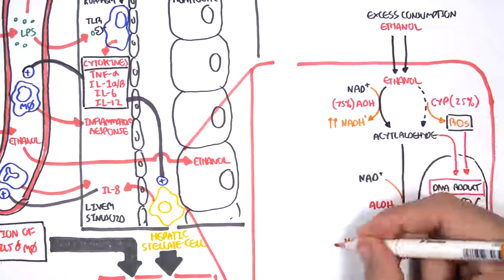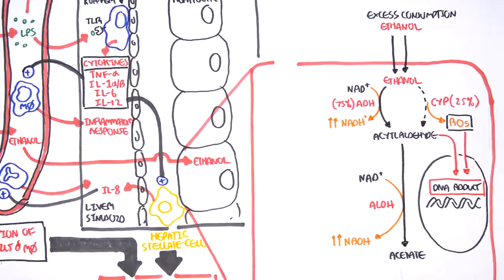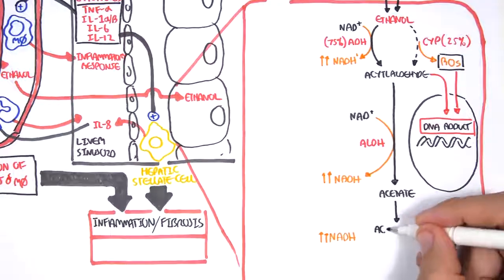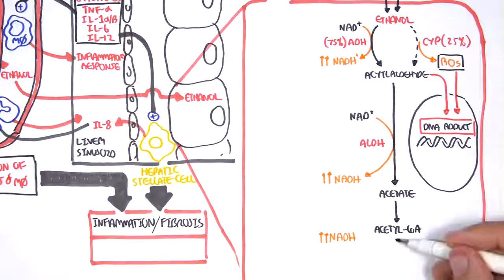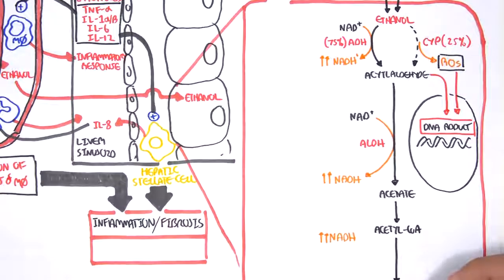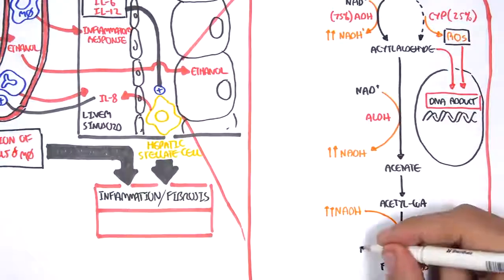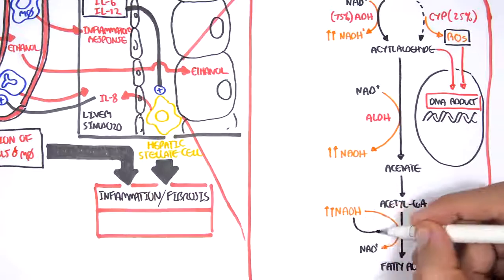So we are producing a lot of NADH when we drink a lot of ethanol. Just keep that in mind. We have a lot of NADH. So acetate can be converted to acetyl-CoA. Acetyl-CoA is a main precursor to fatty acid synthesis. Now, fatty acid synthesis is actually stimulated when we have a lot of NADH, because NADH is used in the synthesis of fatty acids.